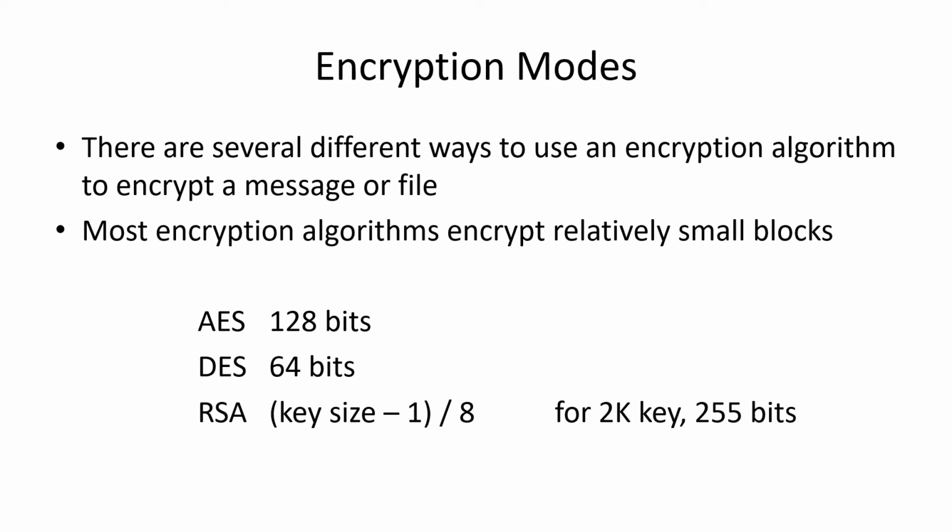Now, once you have an encryption algorithm, you have to use it properly. There are several ways to encrypt data once you have an encryption algorithm. It's notable that most of the encryption algorithms encrypt relatively small blocks of data. For instance, AES encrypts 128 bits, DES only 64 bits, RSA, because the key size varies, depends on that. But typically for 2K, it'd be 255 bits, or you can make the key a little longer and get 256 bits.